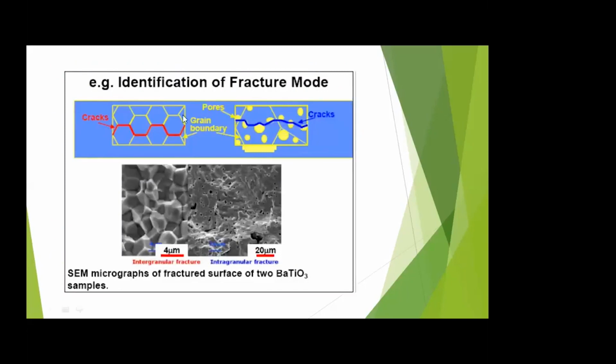It also gives us information about the fracture mode, cracks that are occurring at the surface, and pores that are formed at the surface. All these things can be identified. When research on metals was done, this information of grain boundary breakage and formation of cracks on the surface could be understood by employing this scanning electron microscopy method. Here you can see SEM micrographs of the fractured surface of two BaTiO3 samples.